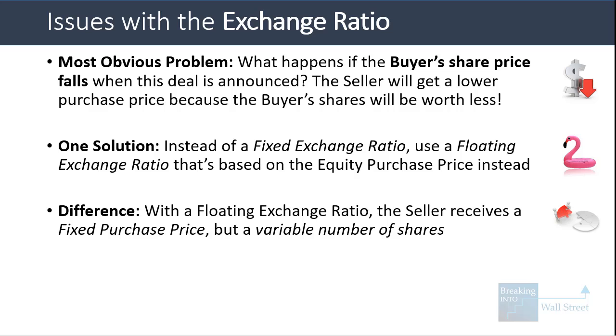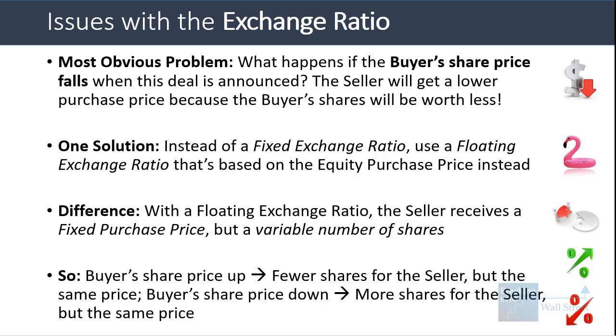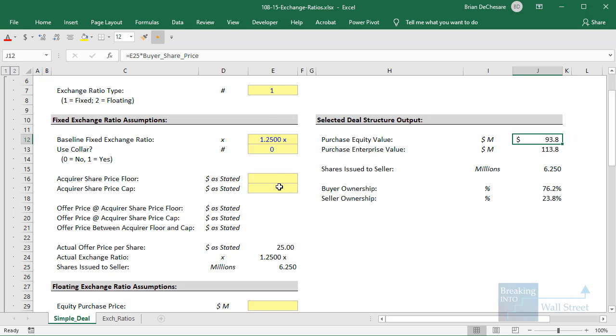With a floating exchange ratio, the seller receives a fixed purchase price, but a variable number of shares. So what this means is that if the buyer's share price goes up, the seller simply gets fewer shares, but the same price. And if the buyer's share price goes down, the seller gets more shares, but the same price. So let's go in and see how this works.